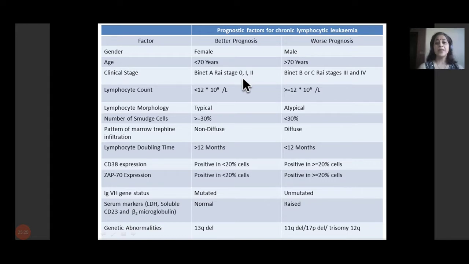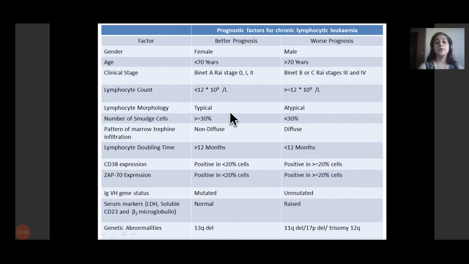If the Binet score is lesser, which I'll be discussing in my next slides, stages 0, 1, and 2, the scoring is based on the presence of lymphadenopathy, anemia, thrombocytopenia, and of course the lymphocytosis. We classify them as Binet and the Rai stages 0, 1, and 2. And if the Binet stage is B and/or C and the Rai stages 3 and 4, this is a poor prognosis. If the lymphocyte count is 12 × 10 to the power 9 per liter or lesser, it is a good prognosis. If it is more than or equal to that, it is a poor prognosis.